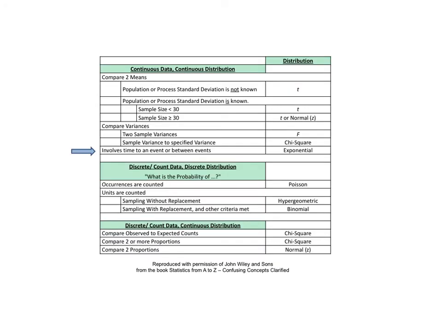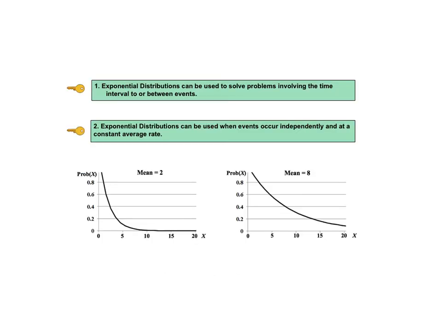Okay, we're still talking about continuous distributions and continuous data. When we're dealing with time to an event or between events, the exponential distribution is often used. Here are the first two keys to understanding from my video on the exponential distribution. 1. Exponential distributions can be used to solve problems involving the time interval to or between events. Key number 2. Exponential distributions can be used when events occur independently and at a constant average rate.